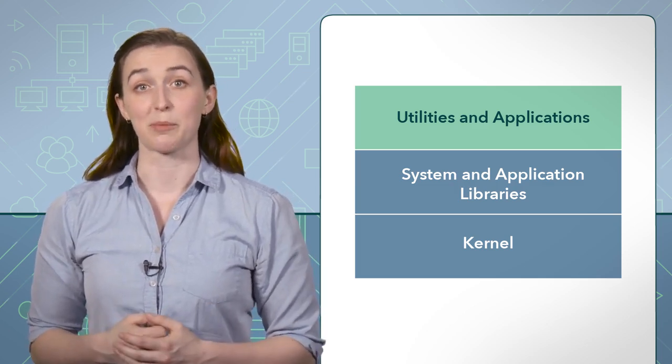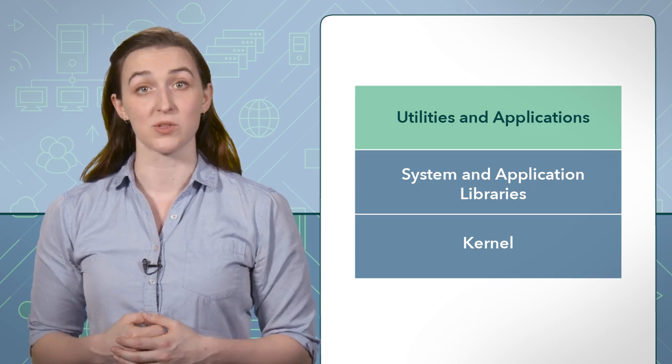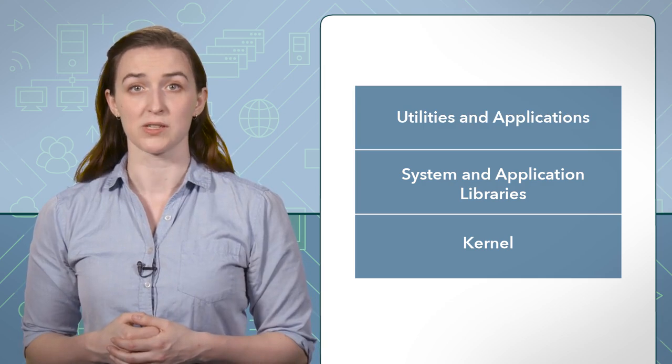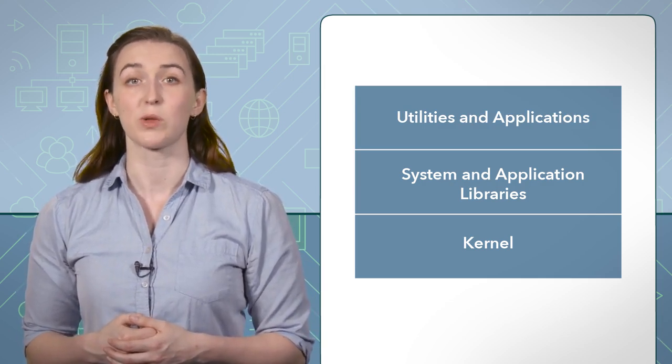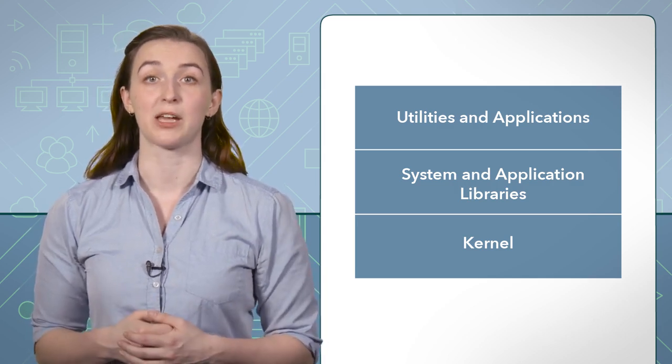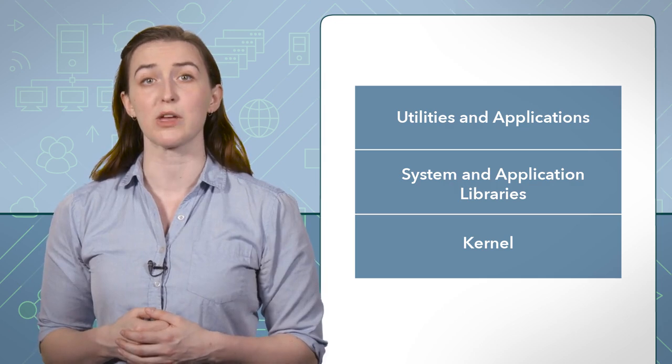Both utilities and applications rely on the layer below to use system resources. The most obvious benefit of this layered structure is that users can perform complex tasks without understanding the layers below. In the same way, programmers can create applications that rely on the libraries layer without needing direct knowledge of the kernel.